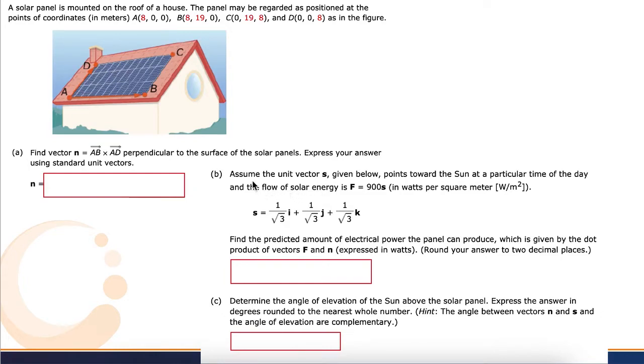We're supposed to find the vector n, which is the cross product of a, b, so this line here, this vector going across from a to b, and then from a to d. So it's perpendicular to the surface of the solar panels, right? Because that's what a cross product does for us: it finds a vector that's orthogonal. It makes a right angle with a plane. In this case, the plane is the solar panels.